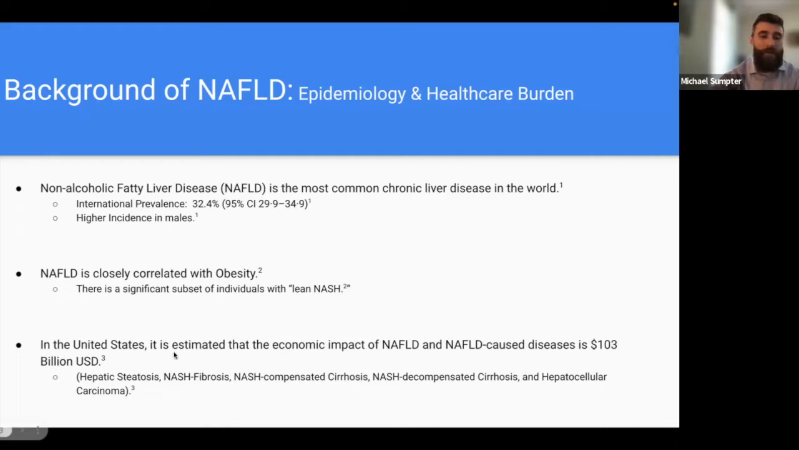And finally, in the United States, it is estimated that the economic impact of NAFLD and NAFLD-caused diseases is 103 billion US dollars. So this is an absolutely massive burden on the US economy. And just to clarify, NAFLD-caused diseases were defined in this study as hepatic steatosis, NASH fibrosis, NASH compensated cirrhosis, NASH decompensated cirrhosis, and hepatocellular carcinoma, just so we're all on the same page of what exactly was contributing to that number. And also quickly, you may have noticed that I said hepatocellular carcinoma. As we all know, there are several things that could cause hepatocellular carcinoma, but NAFLD is actually a significant contributor. So I think this data is pretty good.